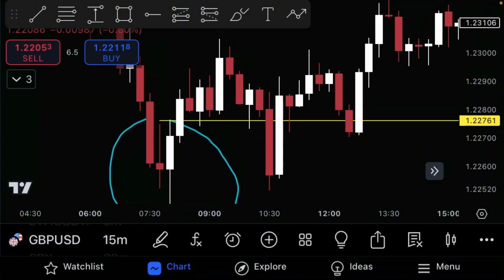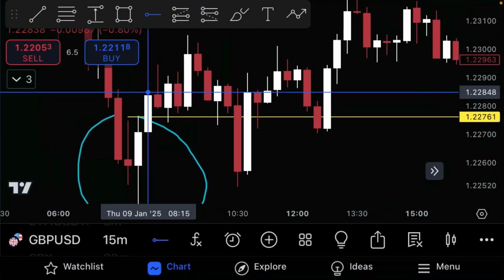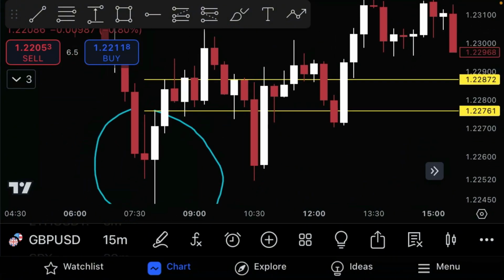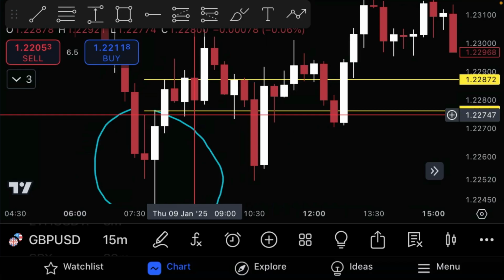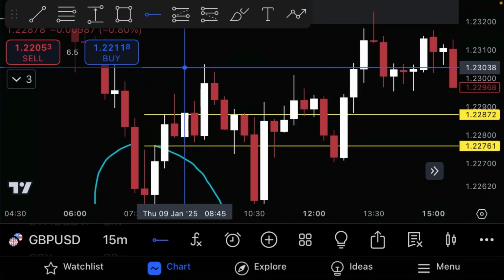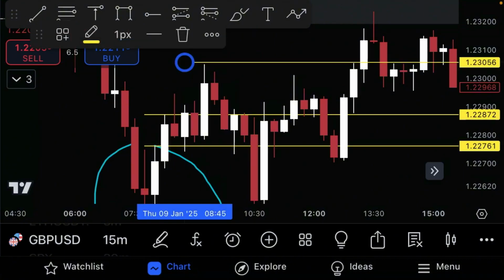Now we have this first one here, we have this second one here, we had this fake out. Like I said, fake out doesn't really mean anything. Then we have this third one above everything. So once we see this, we already know that the market has momentum.